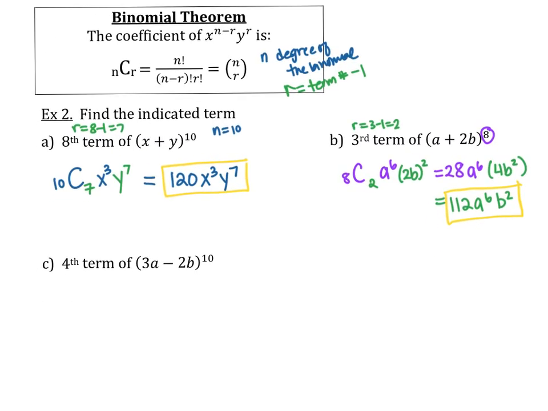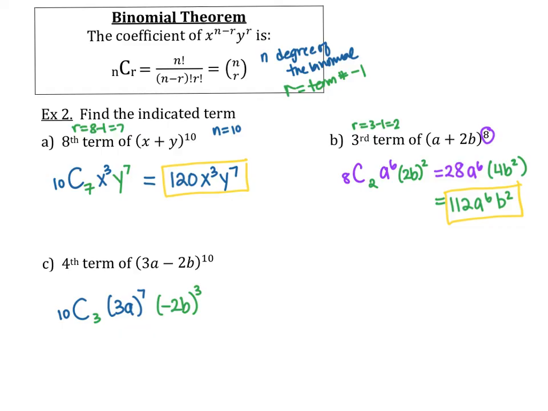We're going to do one more with a negative, just to make sure you're careful with your negatives. In this case, n is 10. Because I want the 4th term, 4 minus 1 is 3. So r is going to be 3. Now I want to do 3a to the something and negative 2b to the something. Because r is 3, this is negative 2b to the 3rd. 3 plus something to get 10, that must be a 7. Or I could say 10 minus 3 is 7.